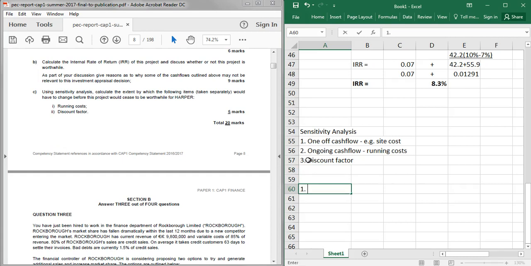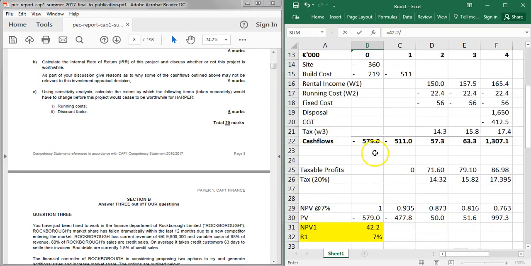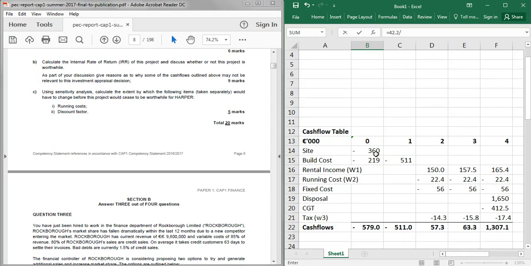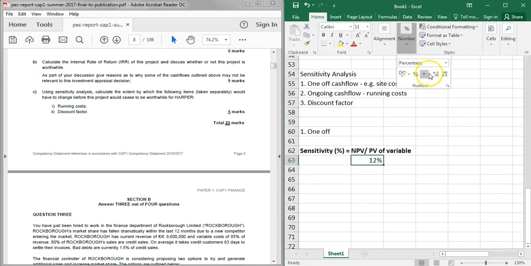So just to talk through each individually, the one-off firstly. How we always get the sensitivity for the first two is the sensitivity in percentage form is the NPV of the project over the present value of the variable. Right, that's a formula you're going to need to know. To calculate the sensitivity, you put the NPV of the project, which in our case here is 42.2, because we've calculated it, the 42.2 at 7%, divided by the present value of the variable, which here is 360. Why it's easy here is because it's one cost cash flow figure and it's at time 0. So that is the present value already. So we put that over 360. So that is 11.7%, or 12% if you round.